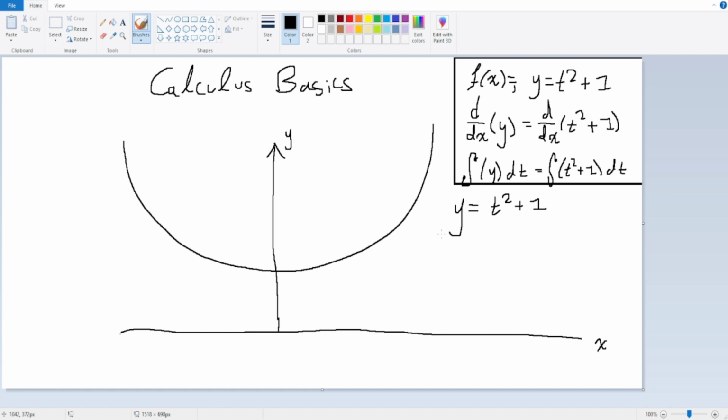Now let's look at what a derivative is. We're looking at the function y equals t squared plus 1, which is right here, because remember that derivatives and integrals are operators that we use on functions. What the derivative operator does is give us a new function that tells us the slope at every point of this function.